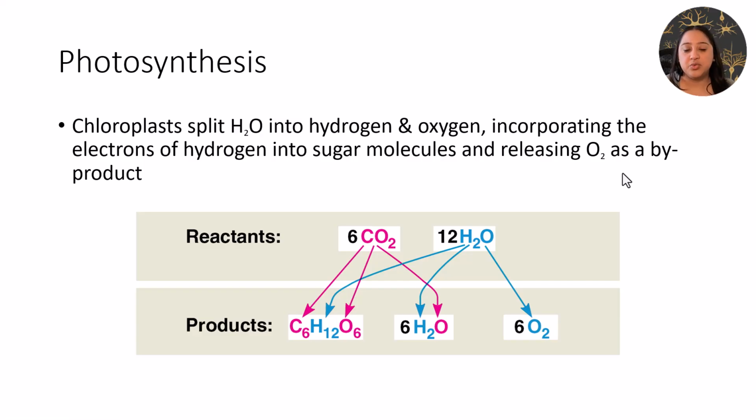So if you were to track all these molecules, you'll see how this happens. Chloroplasts are what split water into hydrogen and oxygen, and then incorporate the electrons of hydrogen into sugar molecules, releasing oxygen as a byproduct. So this is how those things get rearranged. Where do they go and where do they end up? It is a balanced chemical equation, so the 6 carbon atoms are still going to be on the products in the glucose. And then the oxygen gets shuffled into these various molecules.